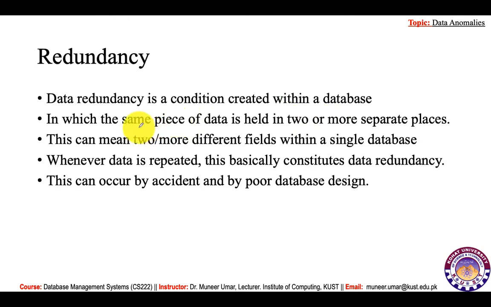In data redundancy, each piece of data is held in two or more separate places. Suppose we have student records, so the name of the student is stored in two or more tables. In that case, we can assume that the data is in redundant form due to its repetition. This can mean two or more different fields within a single database. Whenever data is repeated, this basically constitutes data redundancy.